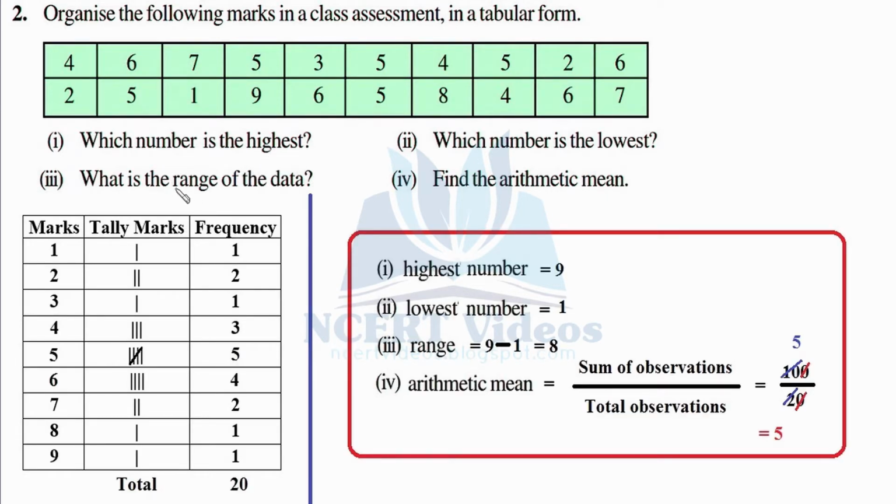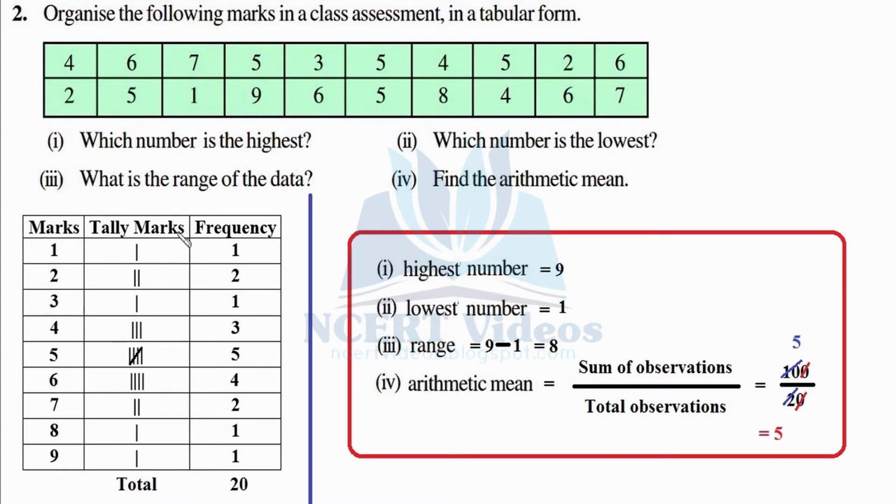So first of all, we will represent it in tabular form, because we are asked to do it in a tabular form. So first of all, we make three columns: marks, tally marks and frequency. These vertical ones are called columns, whereas these horizontal ones are called rows. Now marks: we see 1, 2, 3, 4, 5, 6, 7, 8, 9, we have no 10. So we write marks from 1 to 9. If anyone had missed or was not present, we would not have taken it.